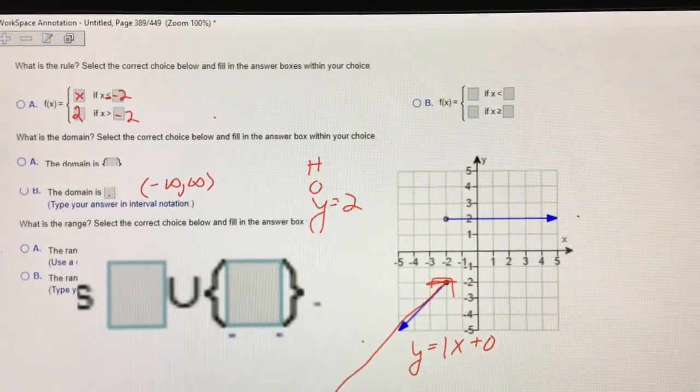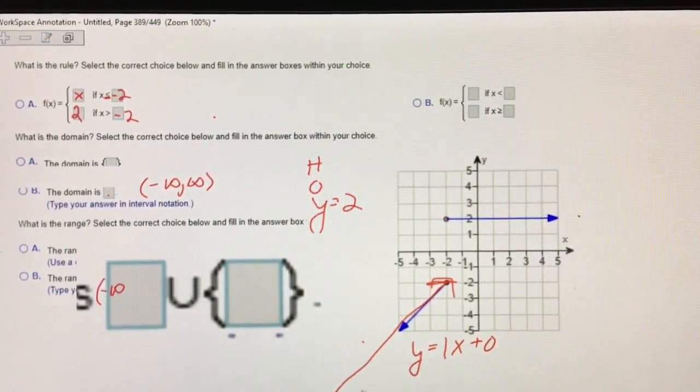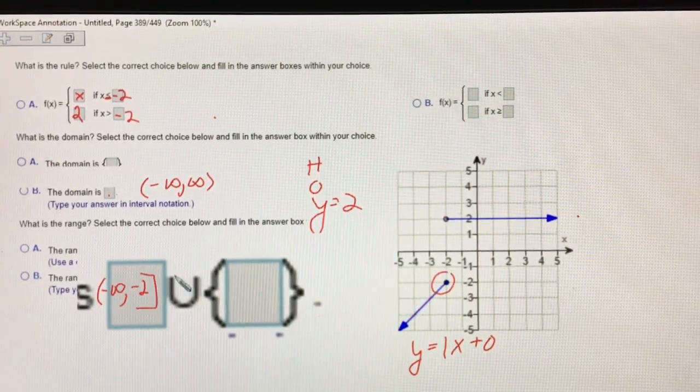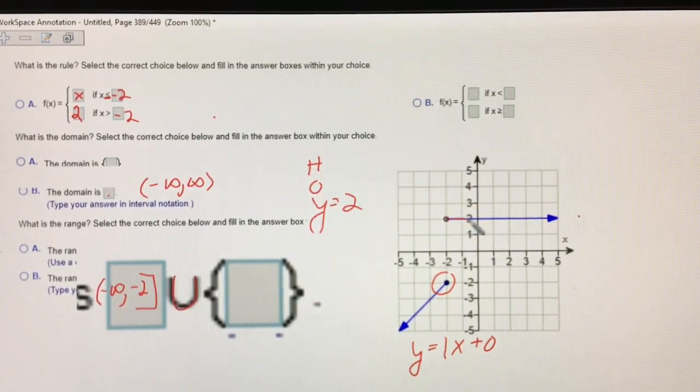So I'm going to rewrite that range as negative infinity, creeping up from negative infinity on the left, and it stops at negative 2. And that negative 2, if we notice, is a closed circle, so I put a bracket on it. They already give me the union, and now the only y value after that is going to be 2. So I just put it in those braces.